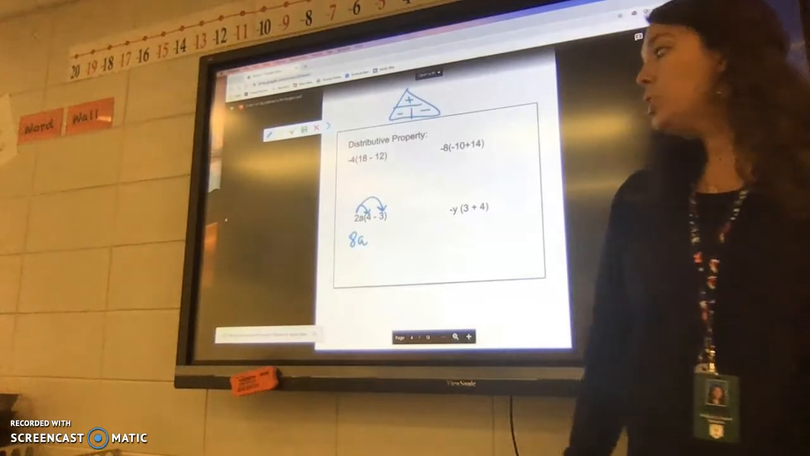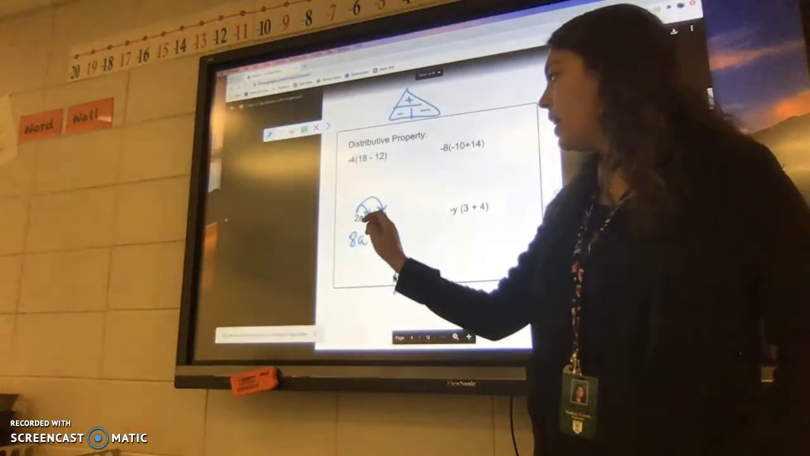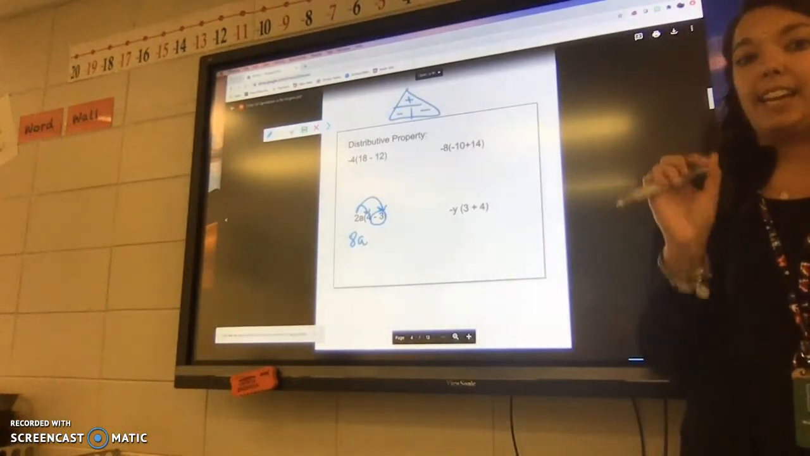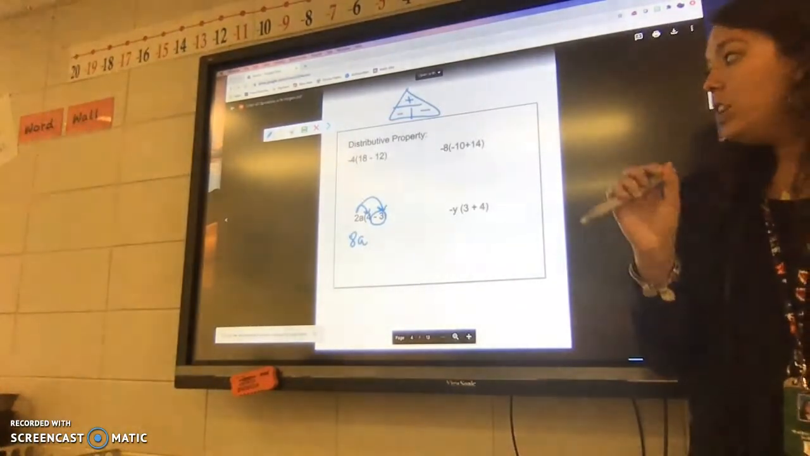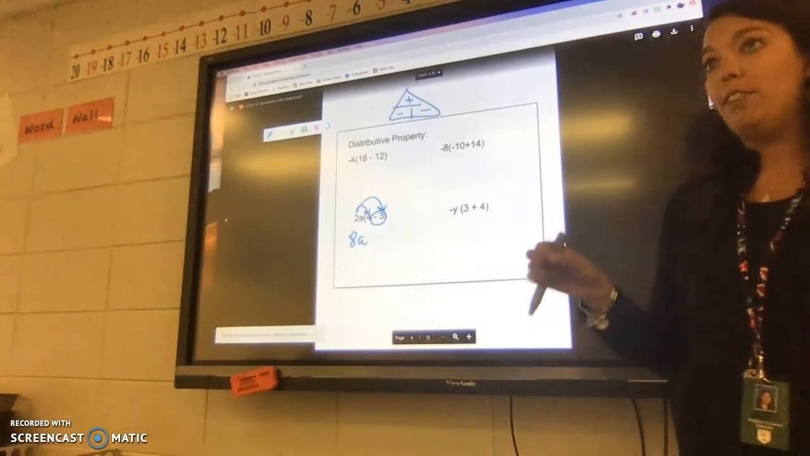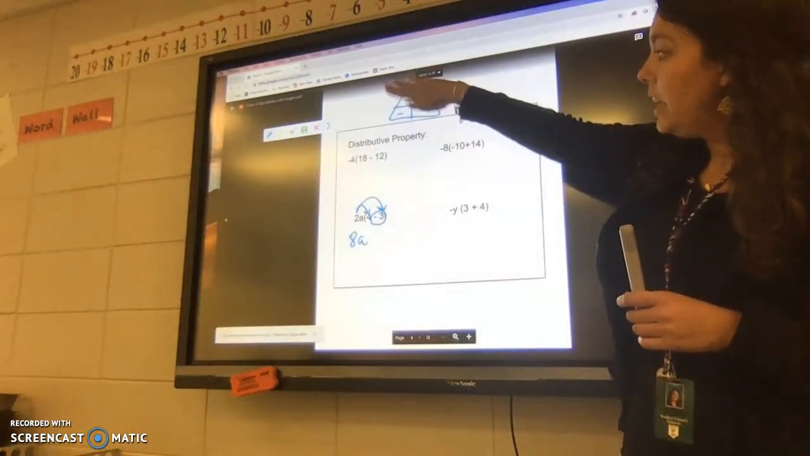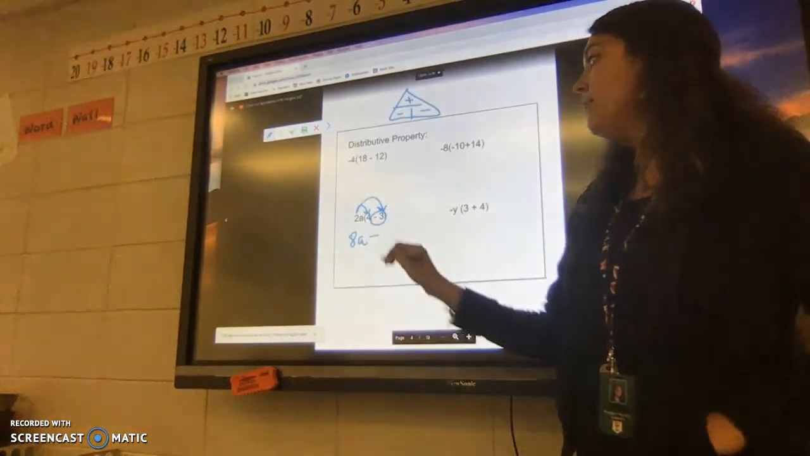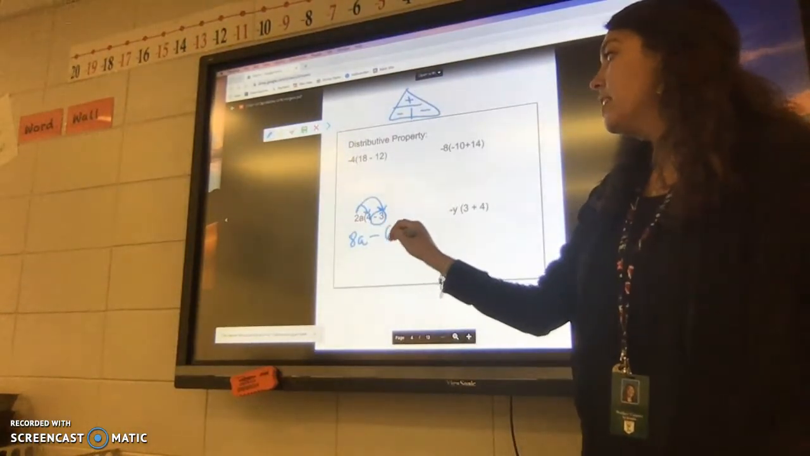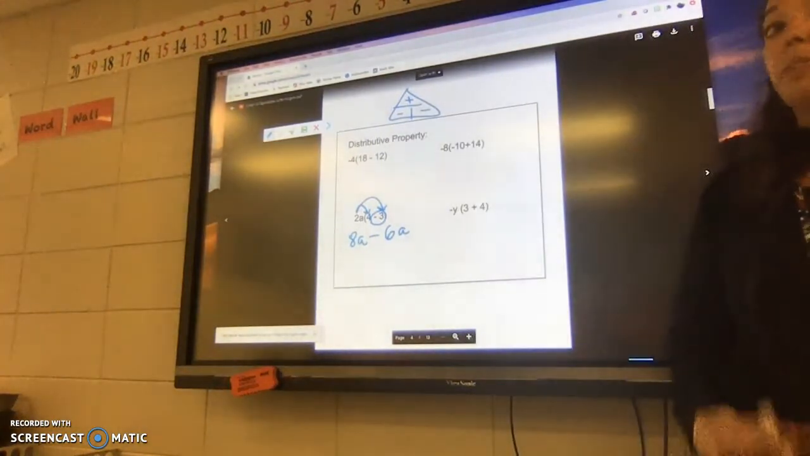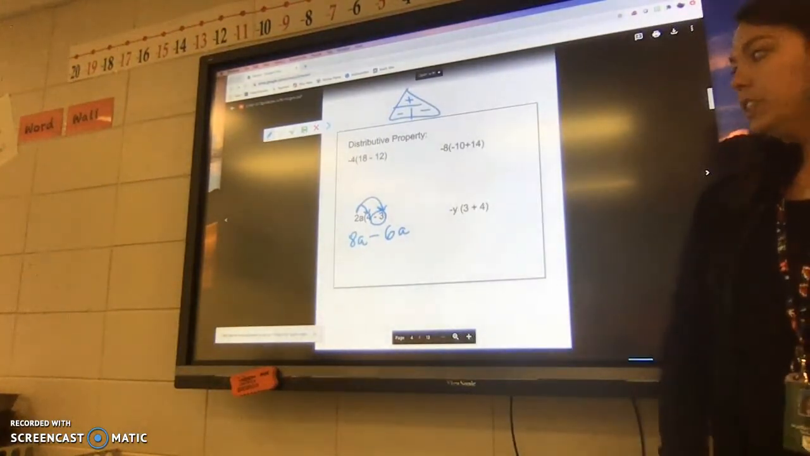And then we'll do 2a times, what kind of 3 is that? Negative. Remember that subtraction sign is a negative. So 2a times negative 3, positive times a negative is a negative. So that's negative 6a, because remember, the a's being multiplied to it.